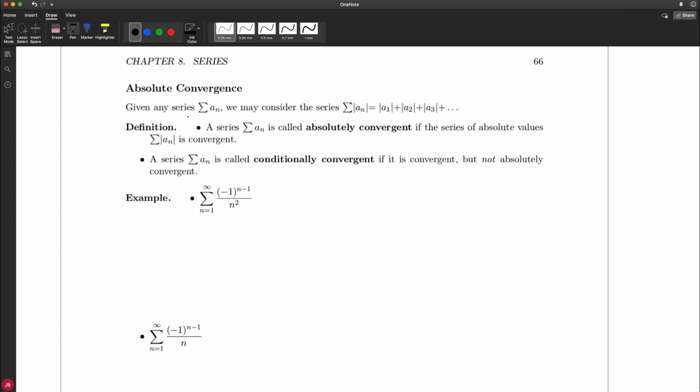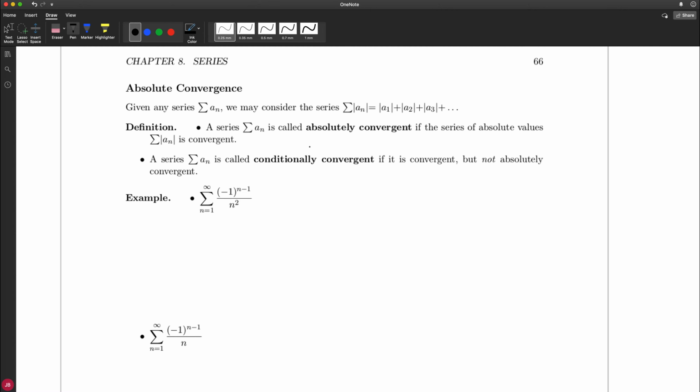Let's suppose that you have a series, the sum of a_n. Then if you just put absolute value bars around each a_n, you get the following possibly different series: the absolute value of a_1 plus the absolute value of a_2 plus the absolute value of a_3, etc. If you have an old version of the notes, I forgot to put the absolute values there, so I fixed that and re-uploaded the notes. So please check that out on the course Moodle page.